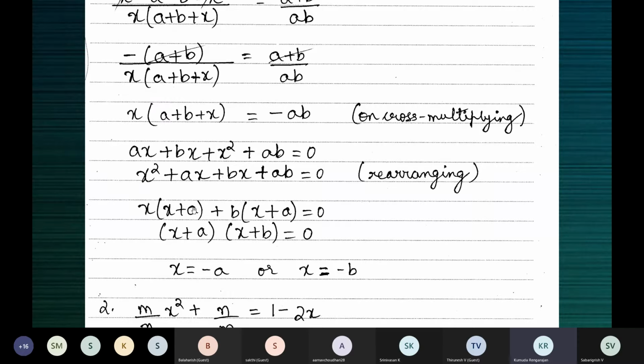X is common, x plus a. Then I've grouped these two. B is common, x plus a. So x plus a into x plus b. On equating, x plus a is equal to 0, x is equal to minus a, x plus b is 0, x is equal to minus b. When we have 4 terms, one x square term, 2 x terms, and one constant, we group one x square term and one x term, then one x term and one constant.